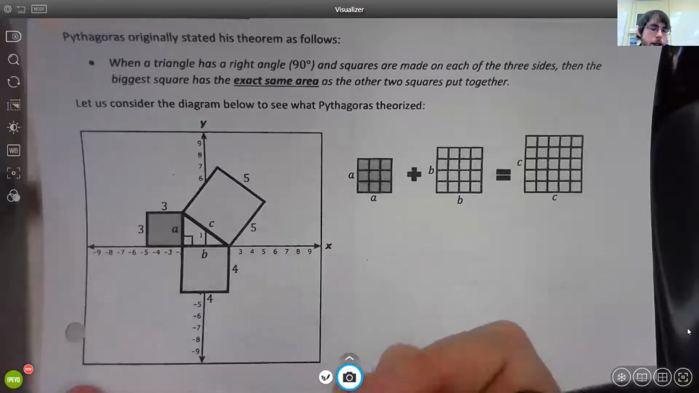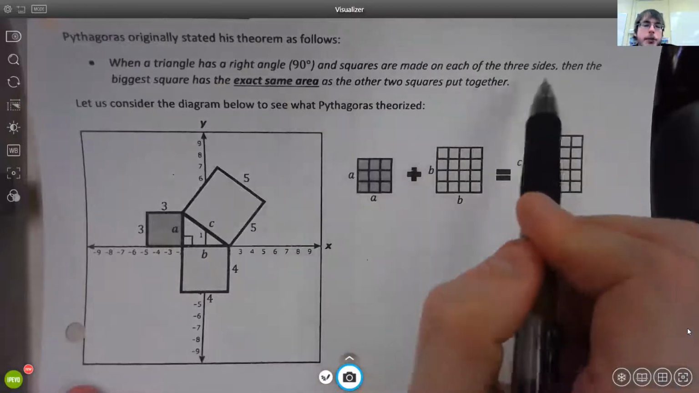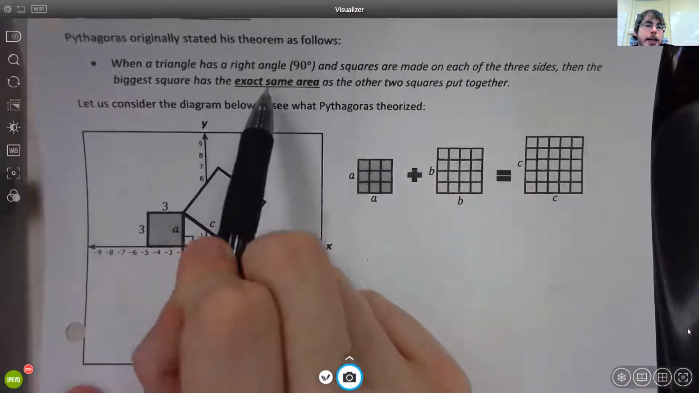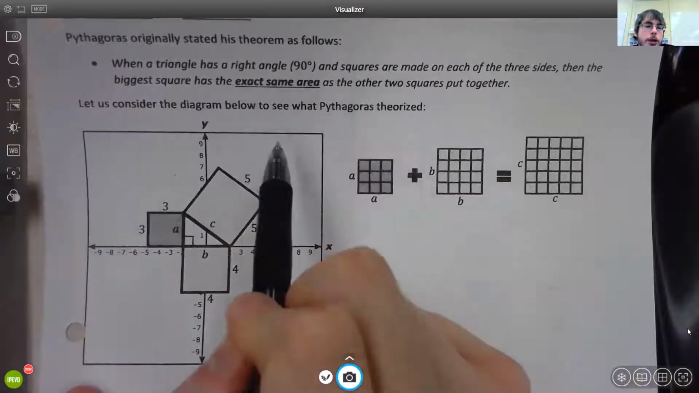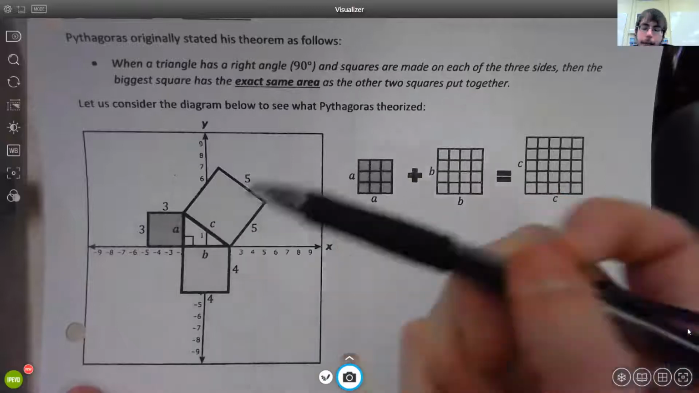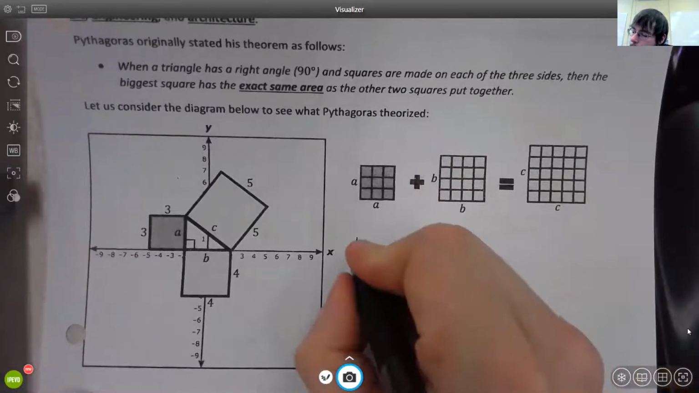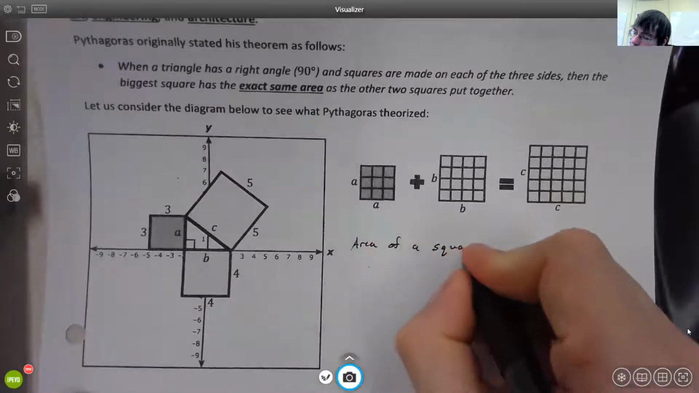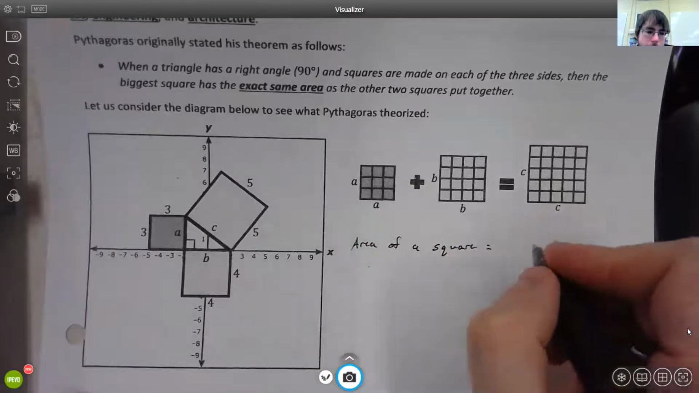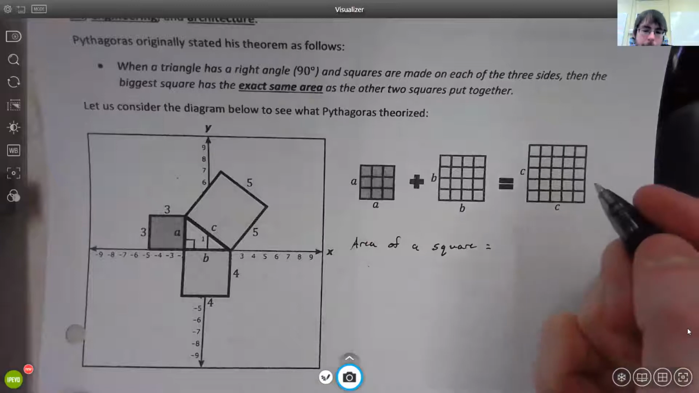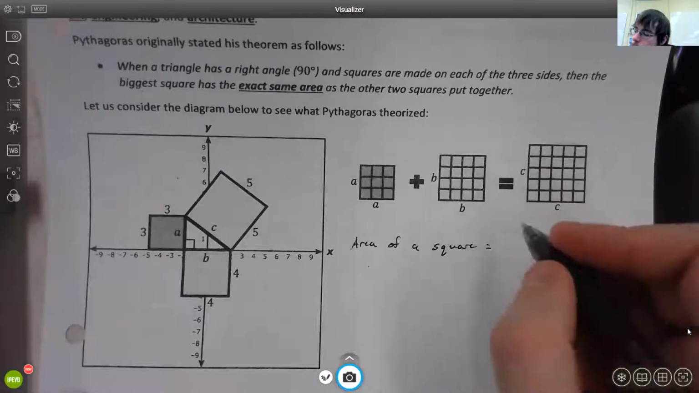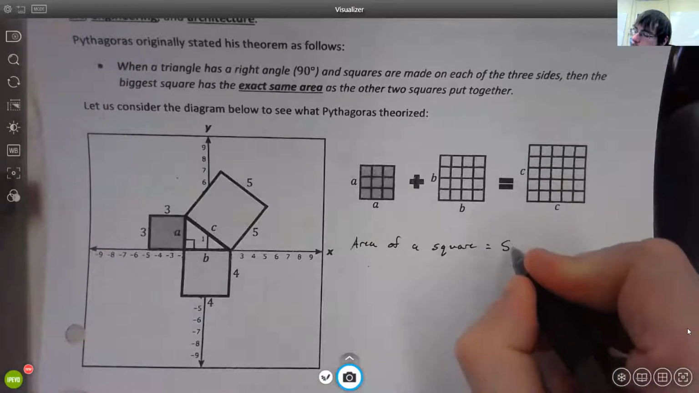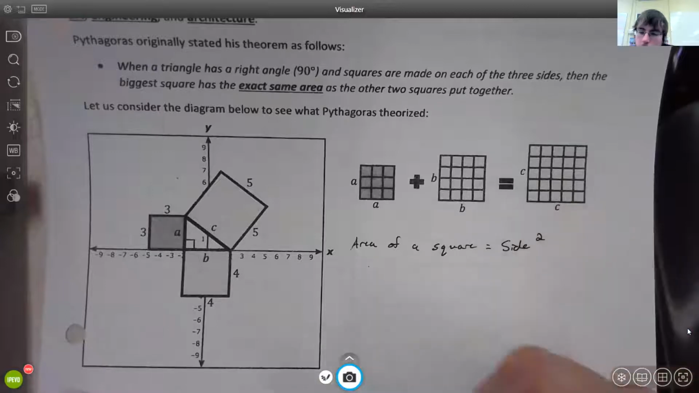Okay, so let's look at this. It says the biggest square has the exact same area as the other two squares put together. Well, to find the area of a square, we take a side that we have and we square it. So we always take a side and then square it.